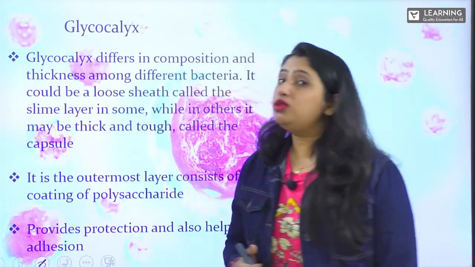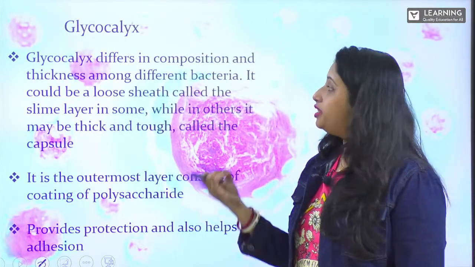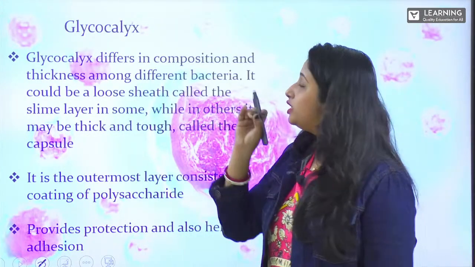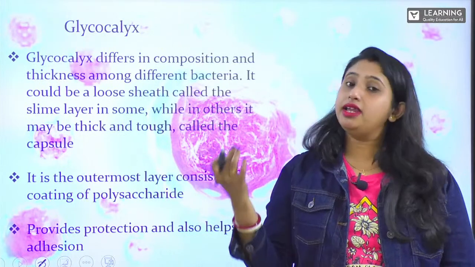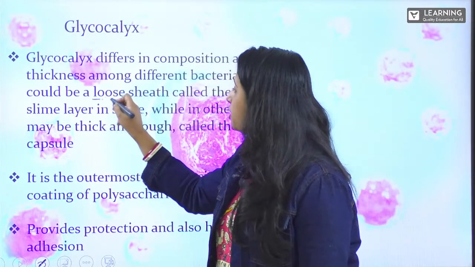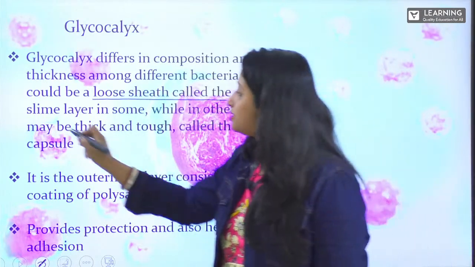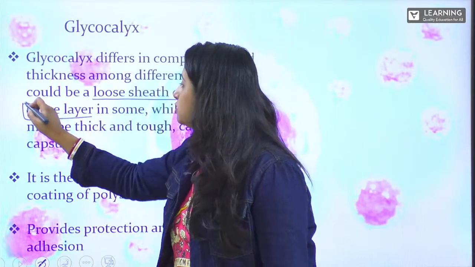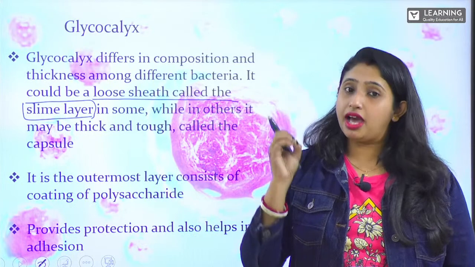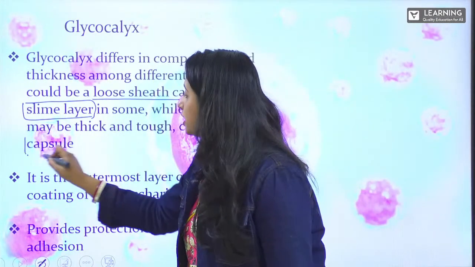Let's look into the glycocalyx. As I have said, it will be thick, and the thickness will differ from bacteria to bacteria. Some bacteria can have a glycocalyx which is a loose sheet, and that is known as the slime layer. Some may have a thicker glycocalyx, and that is known as the capsule.